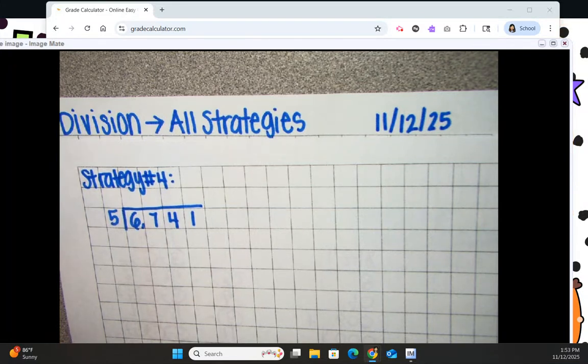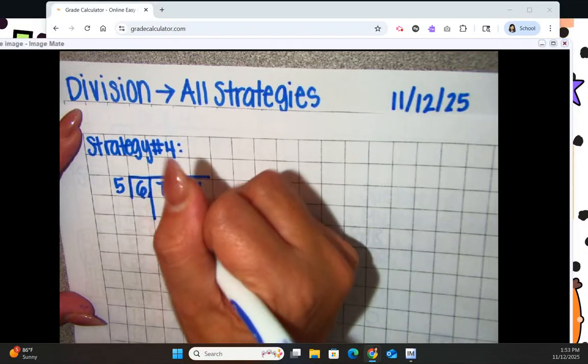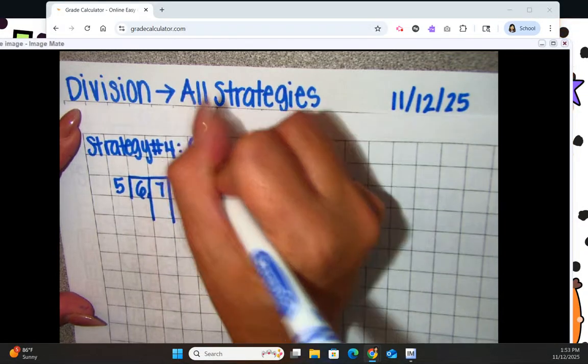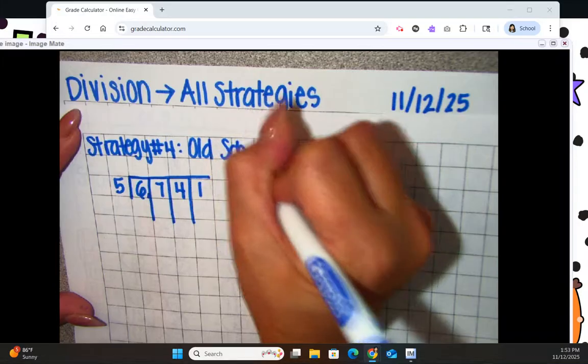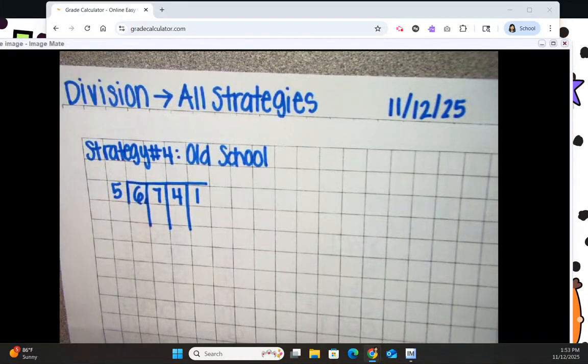Okay, so now we're gonna do the old school strategy. And this is completely abstract. Like there's no sticks, the same things are happening in the background, but we're just purely using our multiplication facts. We're using our top and bottom table.